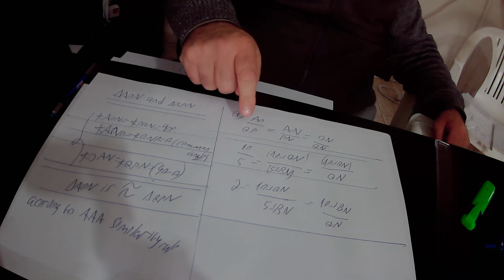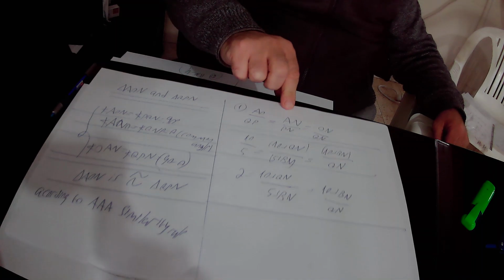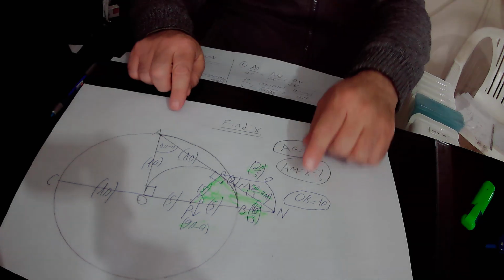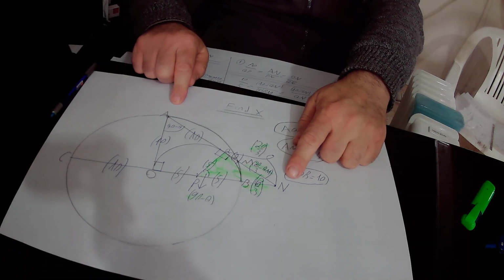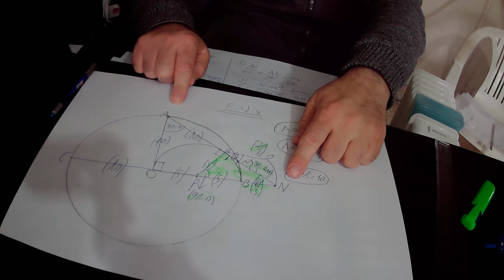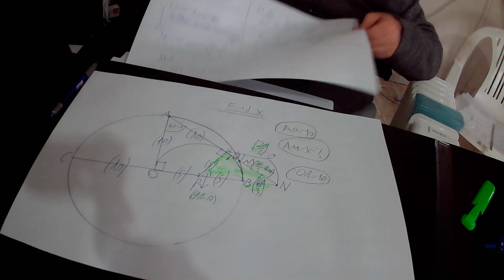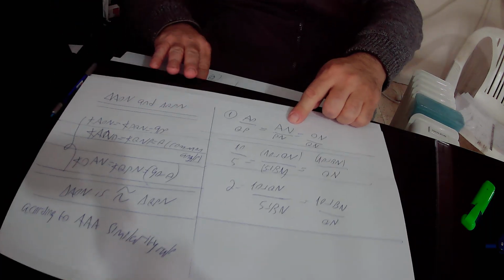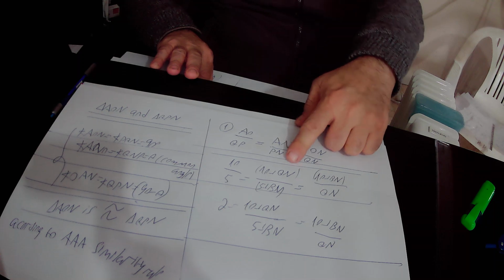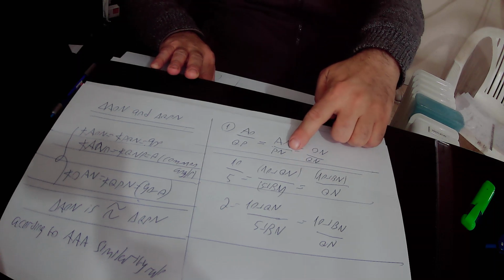AO is 10, QP is 5. What is the length of AN? From the drawing it is very easy to see that AN in total equals AQ plus QN. That is to say, AN equals AQ, that is 10, plus QN. So in total, AN equals 10 plus QN. Here, AN over PN equals 10 plus QN over PN.